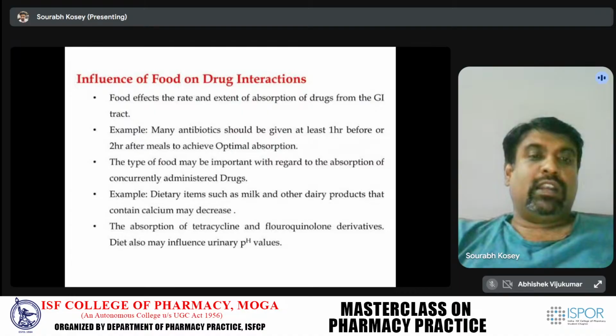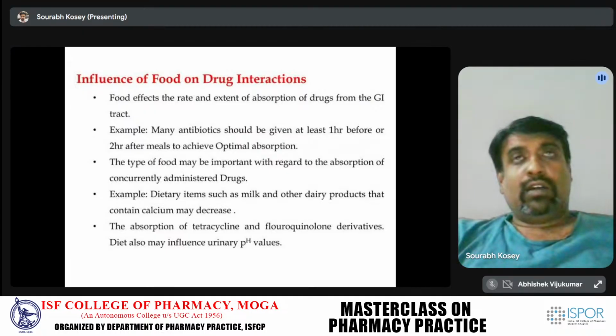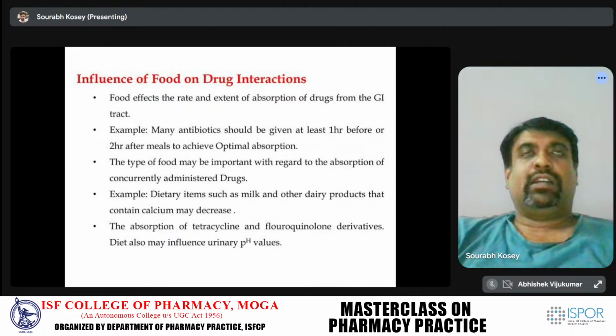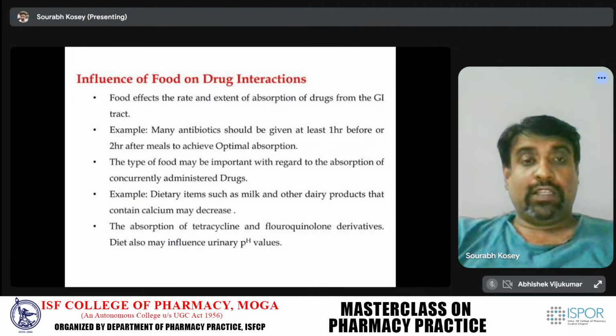Influence of food on drug interactions: food affects the rate and extent of absorption of drugs from the GI tract. Example: many antibiotics should be given at least one hour before or two hours after meals to achieve optimal absorption. The type of food may be important with regard to absorption of concurrently administered drugs. For example, dietary items such as milk and other dairy products that contain calcium may decrease the absorption of tetracycline and fluoroquinolone derivatives. Dyes also may influence urinary pH values.